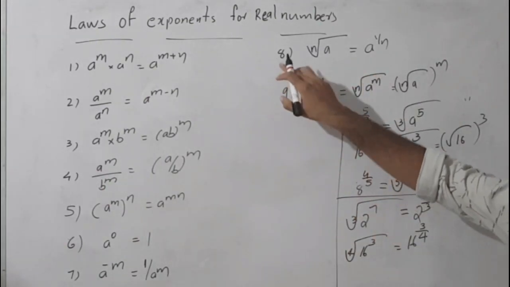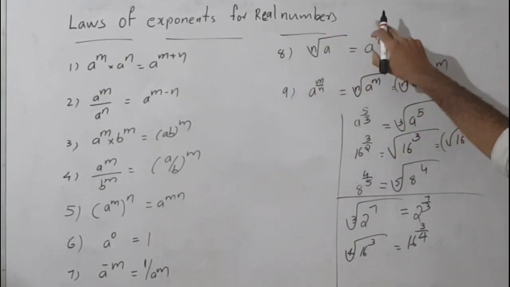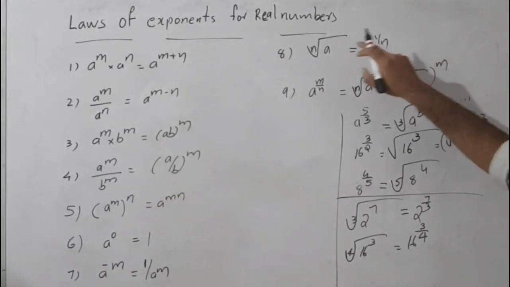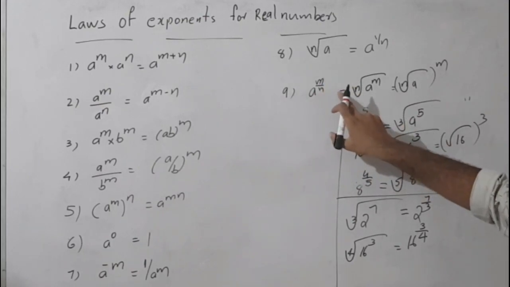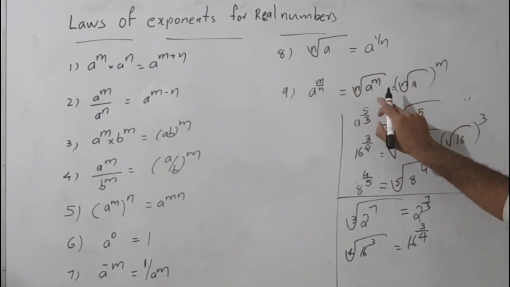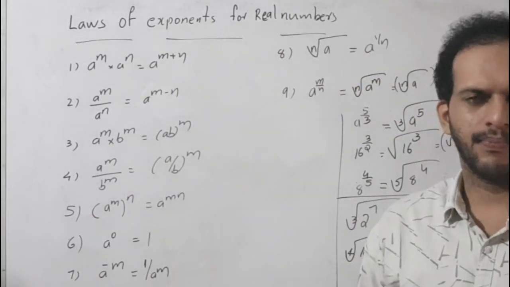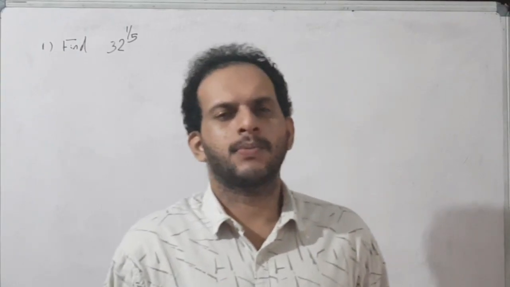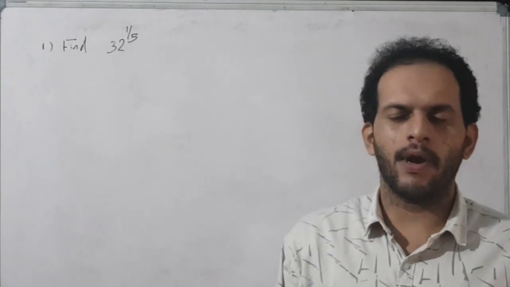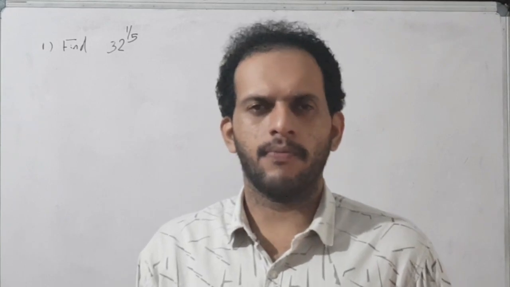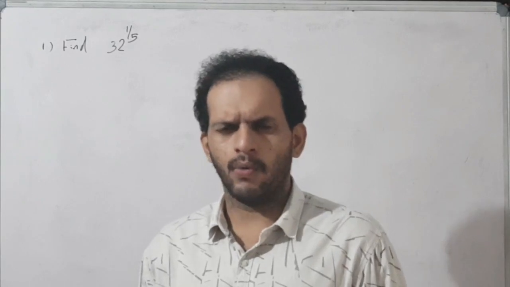Then we needed the reverse also. What are the new exponential laws? The nth root of a is equal to a raised to 1 by n. A raised to 1 by n is equal to nth root of a. Or the last one: a raised to m by n is equal to nth root of a raised to m. Or nth root of a raised to m is equal to a raised to m by n. Okay? On the basis of exponential laws, we do our first question. The question is like this: find 32 raised to 1 by 5. 32 raised to 1 by 5. We applied the exponential law in the 8th class also. Then we know the idea.